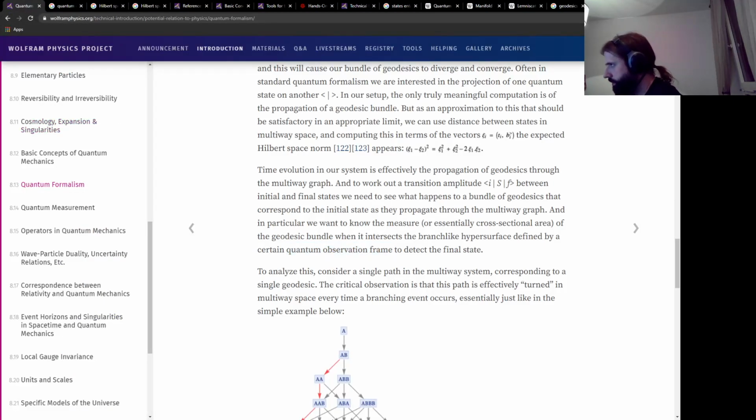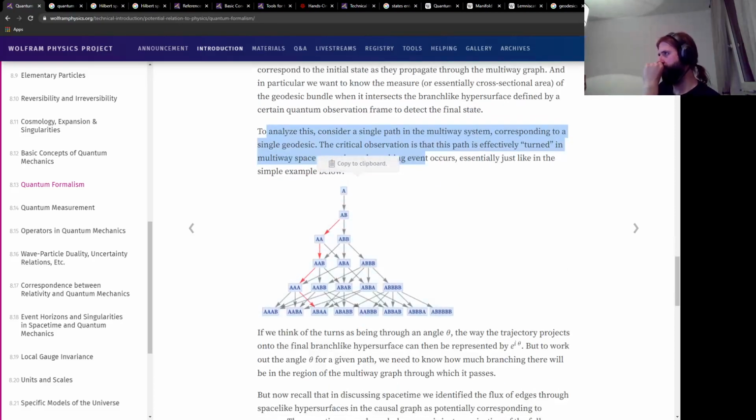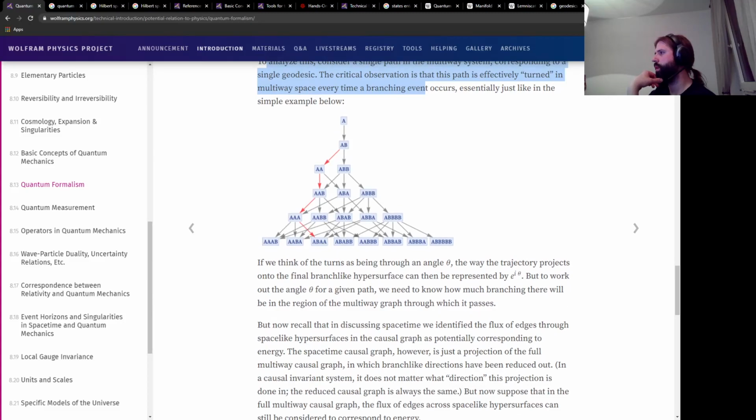To analyze this, we consider a single path in the multiway system corresponding to a single geodesic. The critical observation is that this path effectively turns in multiway space every time a branching event occurs, just like in the simple example below. If we think of the turns as being through an angle theta, the way the trajectory projects into the final branch-like hypersurface can be represented by what? To work out the angle theta for a given path, we need to know how much branching there will be in the region of the multiway graph through which it passes.